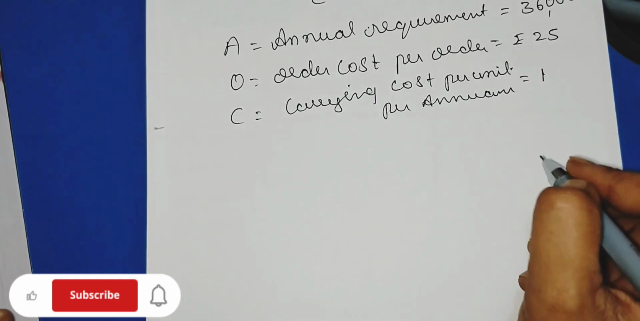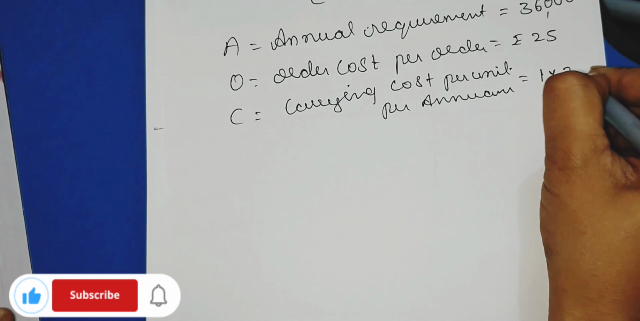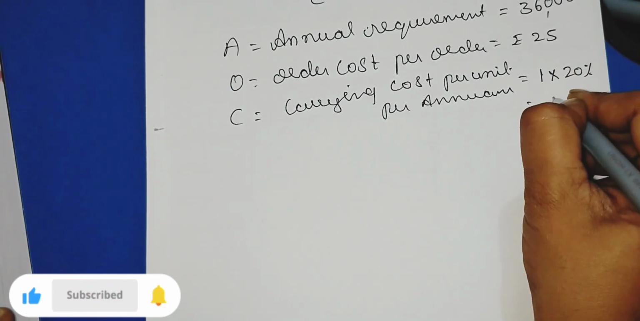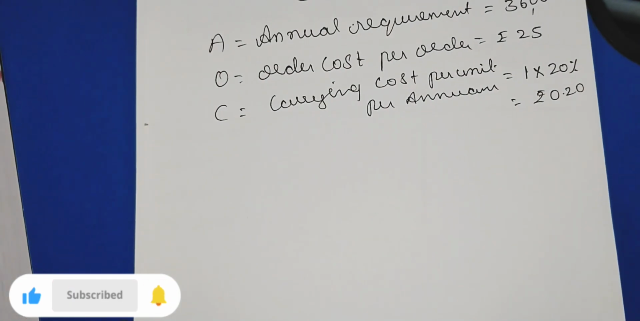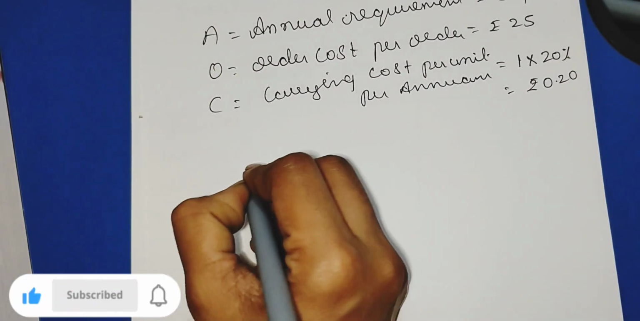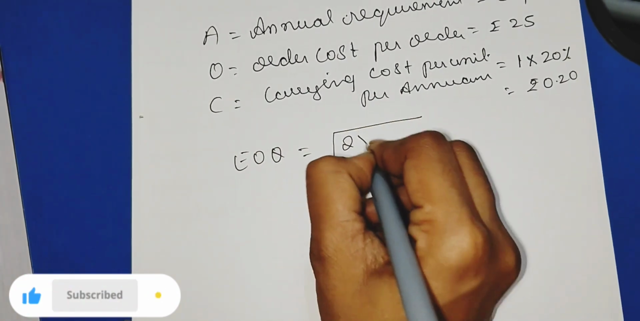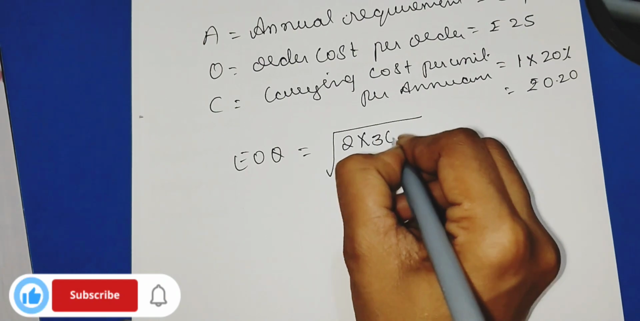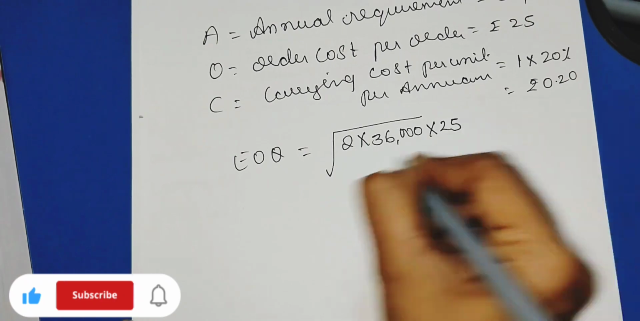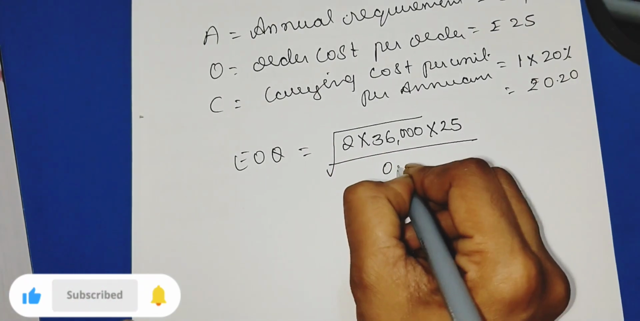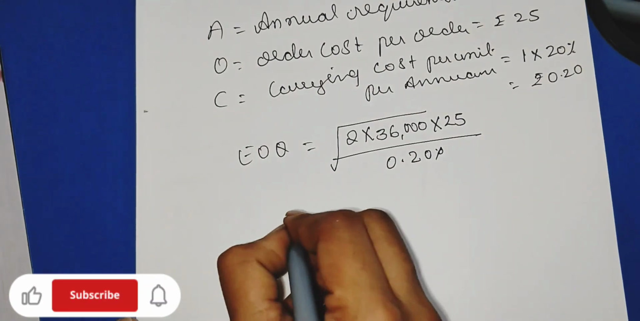Here their each unit cost is 1 rupee into 20%. So we will get 0.20. Then let us find out EOQ now. We have all the values. 2 into what is our annual consumption? 36,000 into ordering cost 25 per order, and carrying cost is 0.20. We have converted it per unit. Okay.